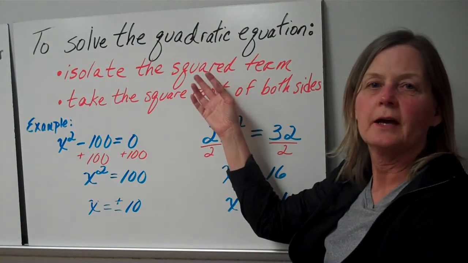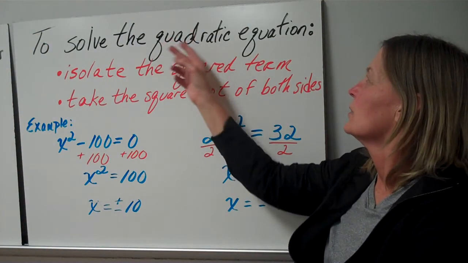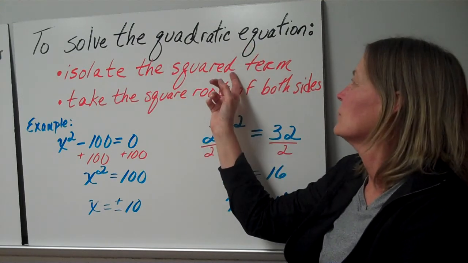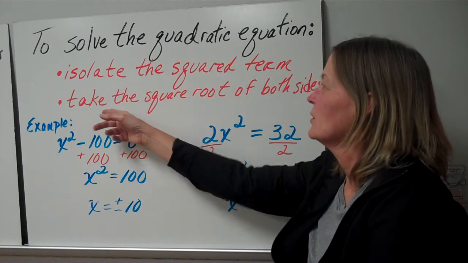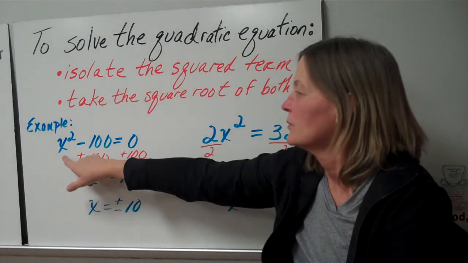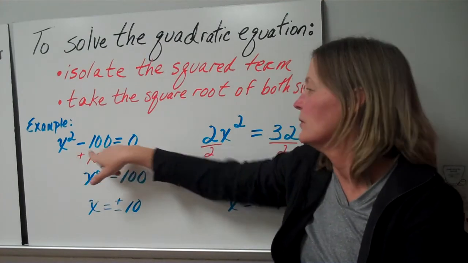Now let's take a look at how to solve these. It's going to be a two-step process. One thing you're going to do is isolate the squared term, and then you're going to take the square root of both sides. Here's an example: x squared minus 100 equals 0.